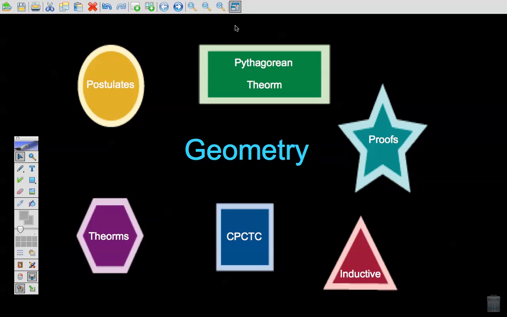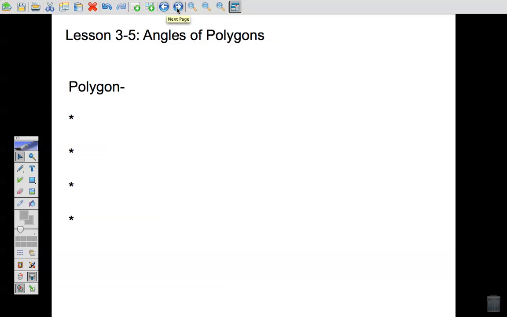Okay, this is our introduction to lesson 3.5 in geometry, and the topic of this lesson is called angles of polygons. And this is one of those sections where we do have a few things here that you'll need to write down, as you'll use those quite a bit on assignments and on quizzes and tests. So just label your notes with the topic of angles of polygons.